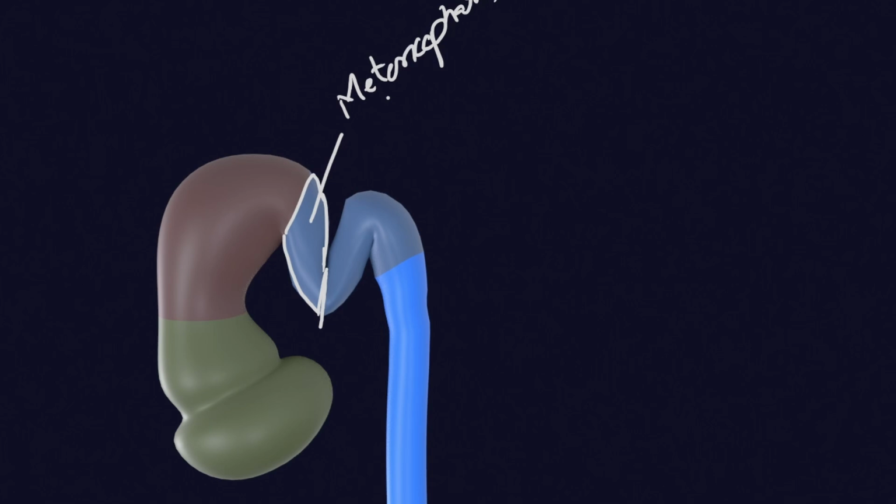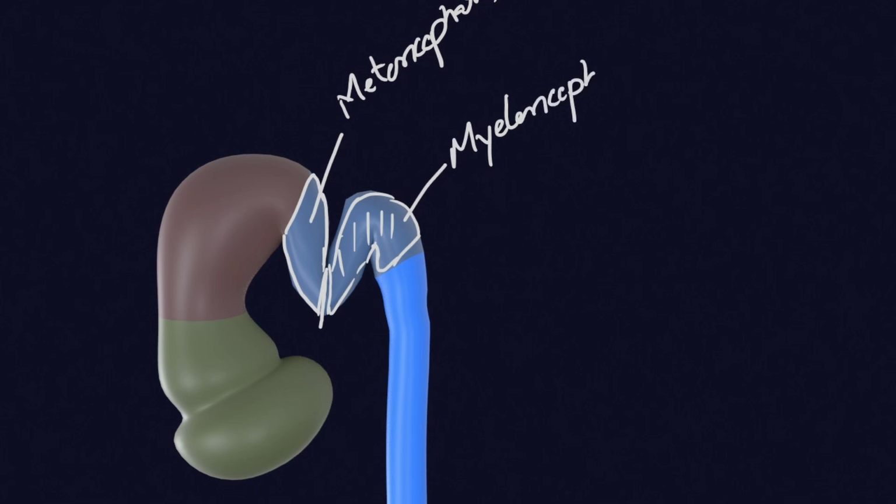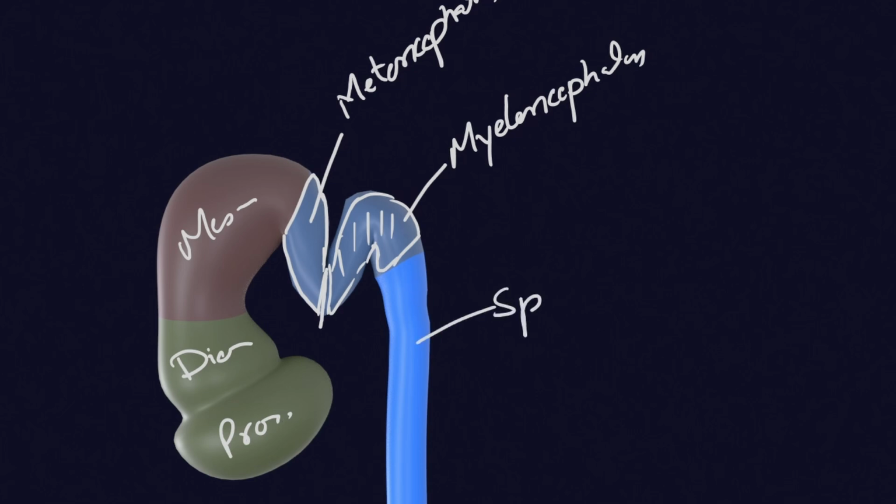Metencephalon basically. And this other part is called Myelencephalon, right? And of course this is Mesencephalon, this is Diencephalon, and this is Prosencephalon, and of course this is the spinal cord.